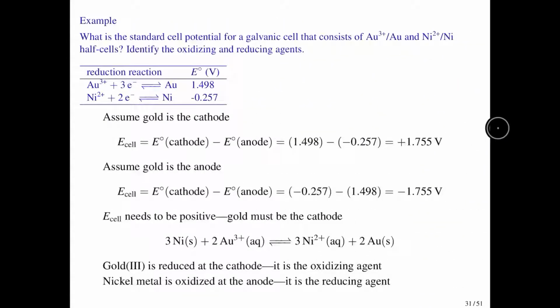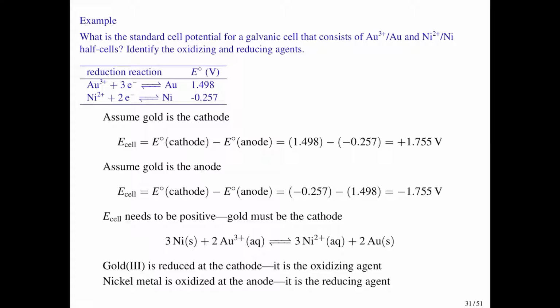In this problem, we are given a description of a galvanic cell. It consists of a gold electrode and a nickel electrode, and we're being asked to figure out which one is the cathode and which one is the anode, and then they want us to write down the half-cell reactions and identify which species is the oxidizing agent and which one is the reducing agent.